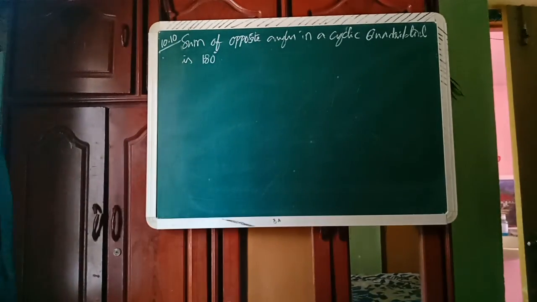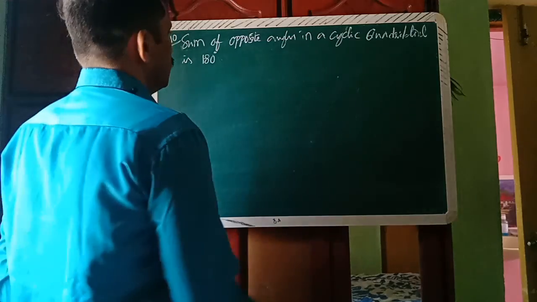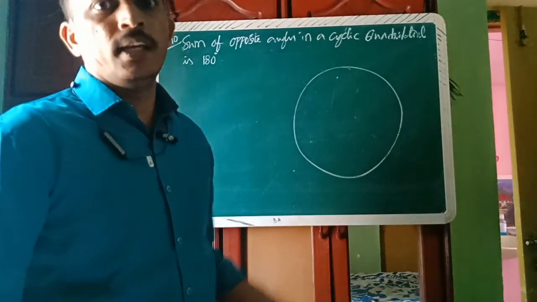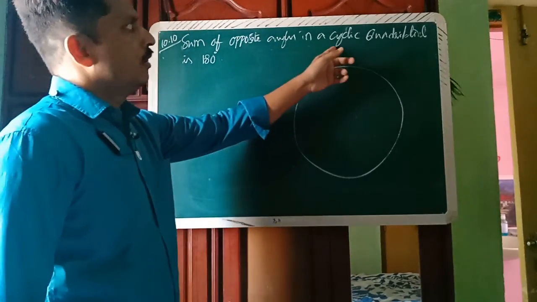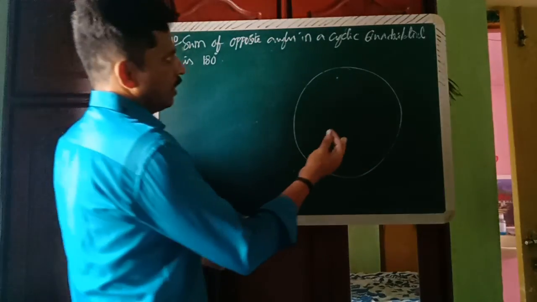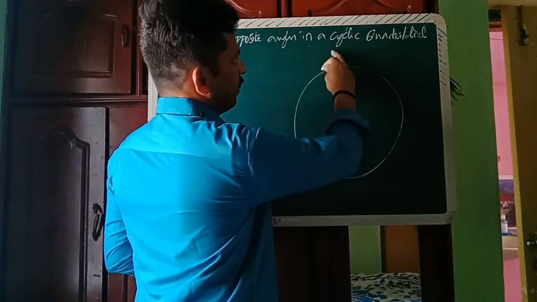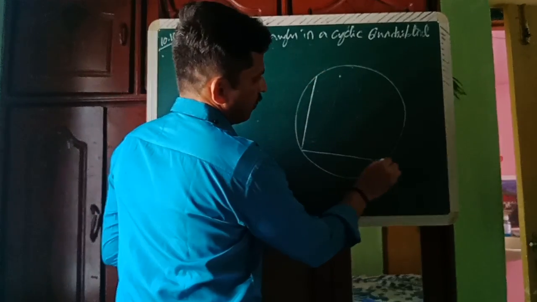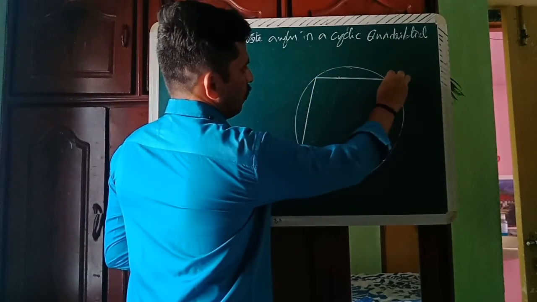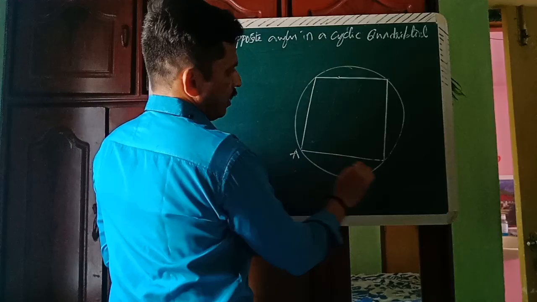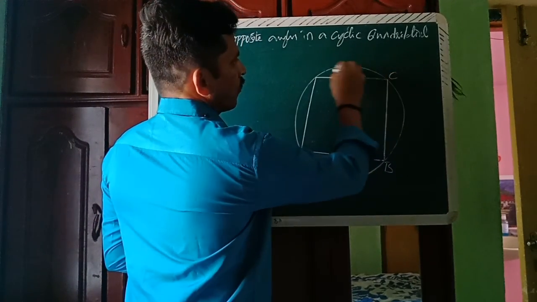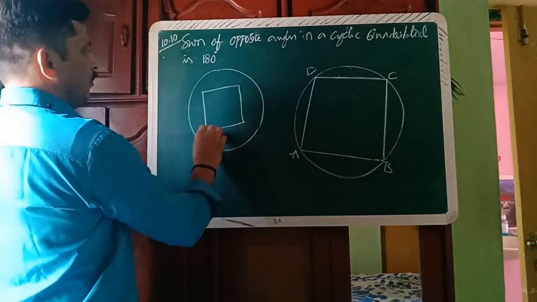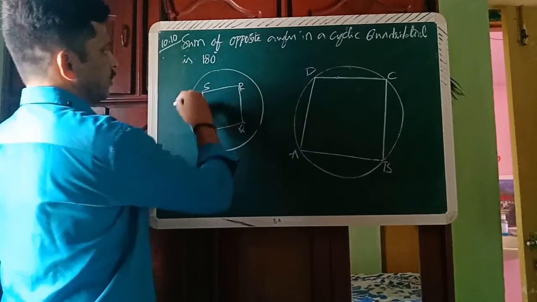So first of all, what is the definition of a cyclic quadrilateral? A cyclic quadrilateral is a combination of a circle and a quadrilateral. See here, I will draw one quadrilateral, and if you observe, the vertices of this quadrilateral are on the circle. Observe carefully. Here I will draw one more quadrilateral, PQRS.